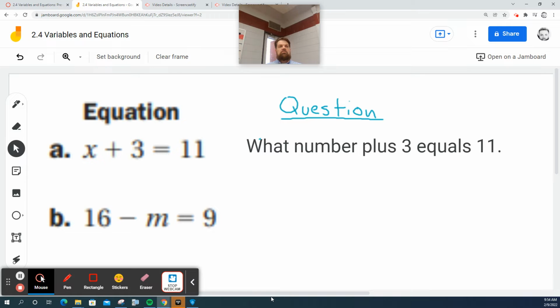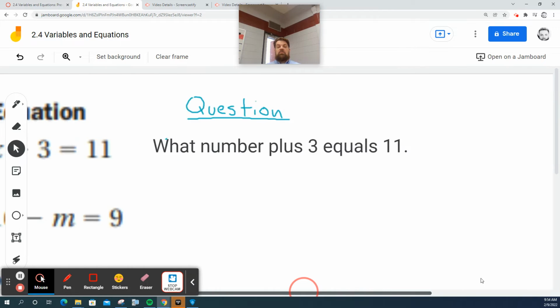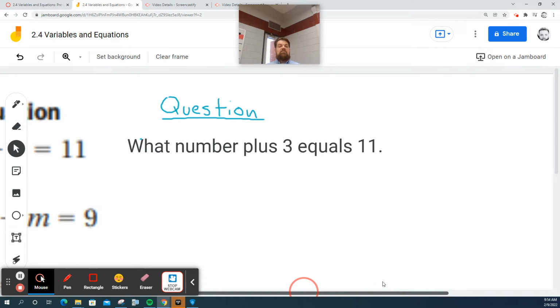Well, you think so, but you're right. It is 8. This is easy. You could guess and check. But what we're going to do is solve for 8. Are you guys ready to solve for 8? So there's a way that we do this. Does everybody have this written down before we move to the next part?